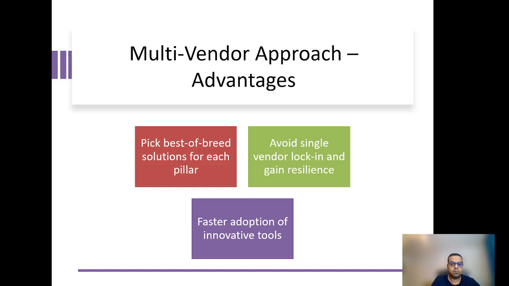Now, the multi-vendor approach. The multi-vendor approach uses different vendors for different pillars, and you pick the best tool for the job. Some of the advantages include flexibility to pick advanced solutions in each category, avoiding single vendor lock-in, which was a disadvantage in single vendor. So here it's an advantage that you do not have to rely completely on one vendor, so you can completely avoid single vendor lock-in and gain resilience. Accelerated adoption of innovative tools. That's the advantage.